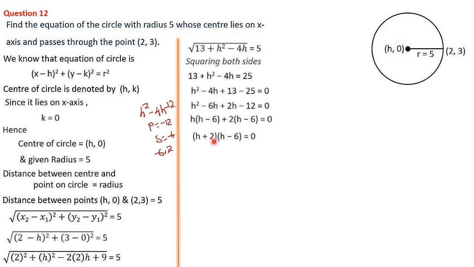Product 0 means each individual bracket we can equate with 0. So h plus 2 equal to 0 means h is equal to minus 2. h minus 6 is equal to 0 means h is equal to 6. So the h values are minus 2 and 6. Now we have got two values for h. First value is h is equal to minus 2.